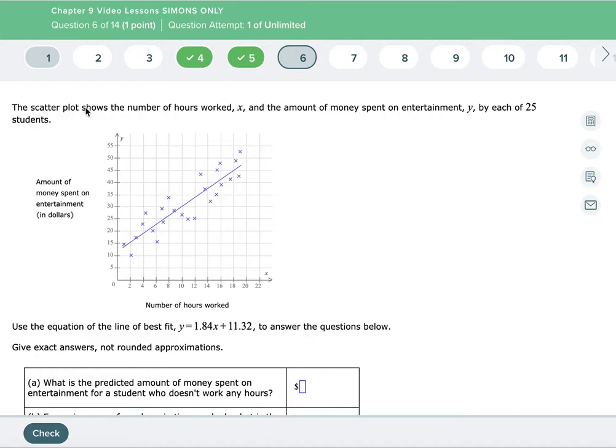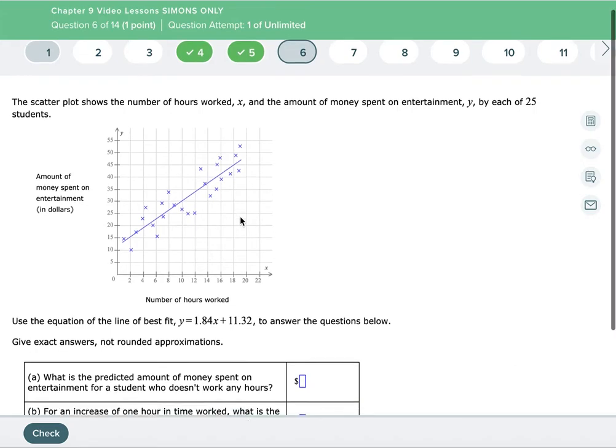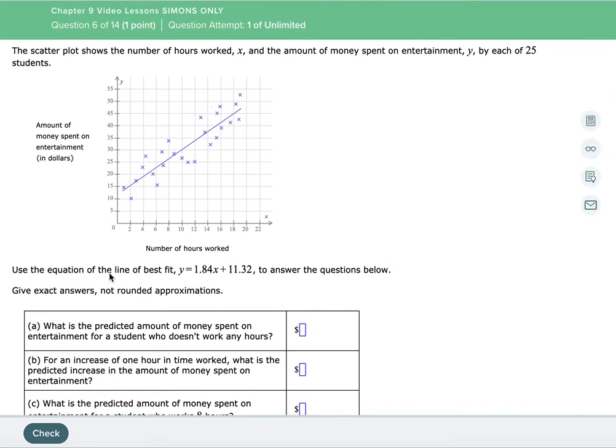So it says the scatter plot shows the number of hours worked X, so that's right down here, and the amount of money spent on entertainment Y. So here we are back to kids with jobs wanting to spend their money on movies and things like that, by each of 25 students. All right, so this is 25 X's up on here, and then there's a scatter plot that goes through it. So using this equation of the line, it gives us an equation. All right, now if you guys remember, this y equals 1.84x plus 11.32.